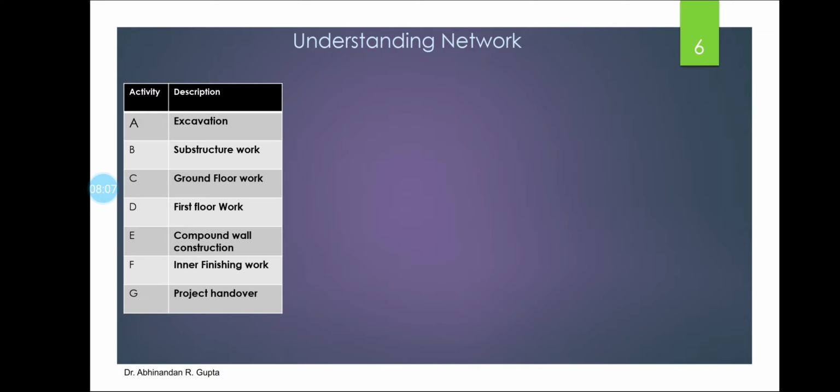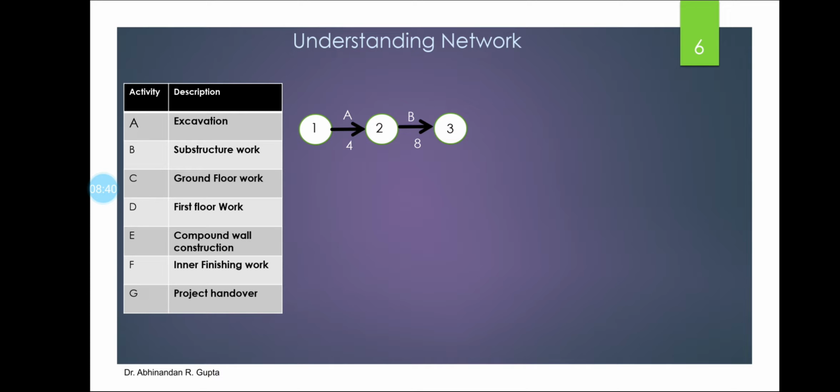So to develop this, we will consider activity A. This is excavation work. So we will draw event number 1. It is the starting event. We will draw an arrow. The activity name A will be written above the arrow and the duration for that activity is written below the arrow. We end this activity at node number 2. Once the excavation work is done, the substructure works, meaning the work for the footing, the stub column and the refilling, will be done.